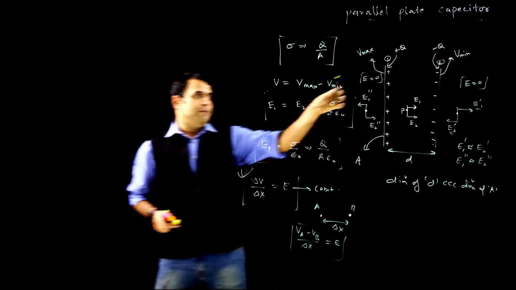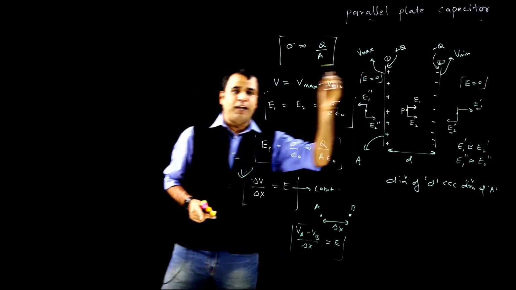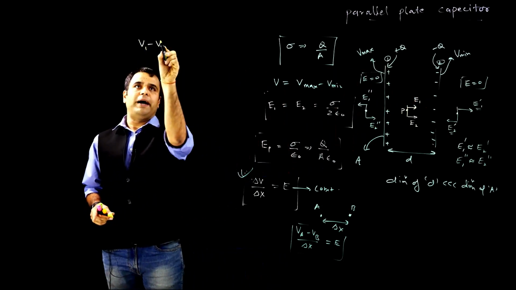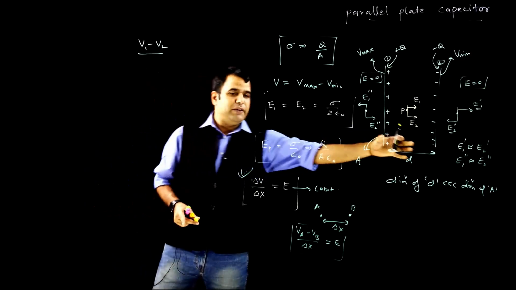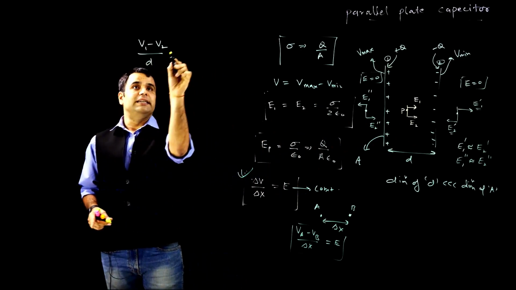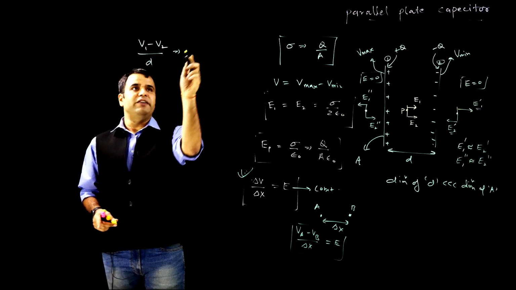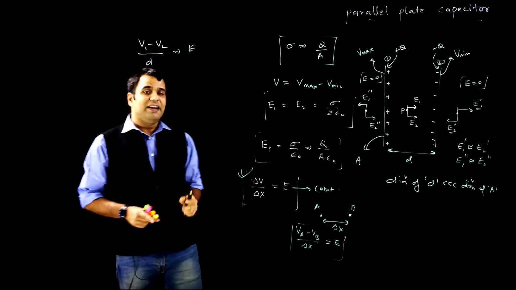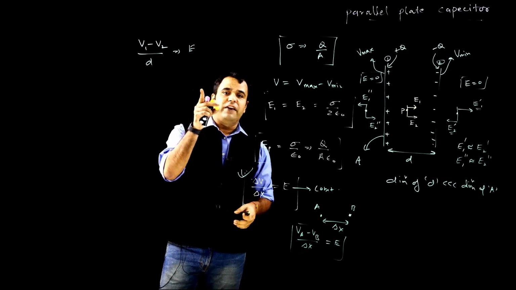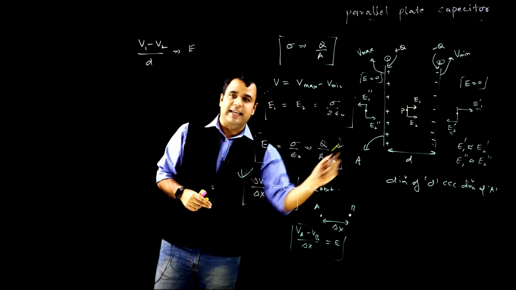So here the higher potential, here the lower potential. So V1 minus V2 divided by distance between these two plates, which is D, will be equal to the electric field between the plates if the electric field is constant, which is the case here. That is, potential difference between the plates divided by distance between the plates equals the electric field.